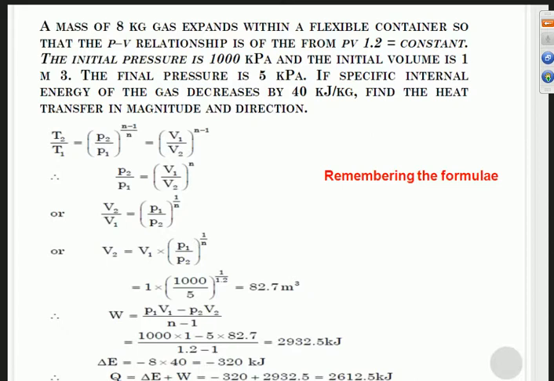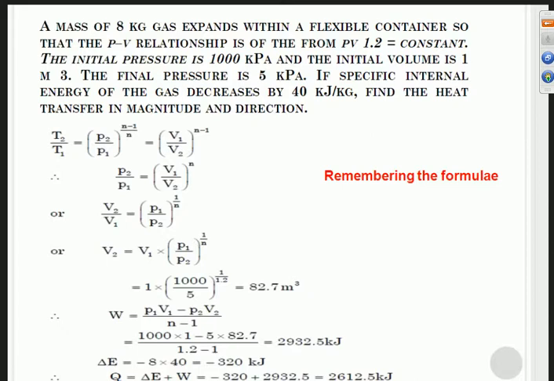What happens here is he has to remember the formulas. What all the formulas we have taught, that he has to recollect and represent here. The first formula here, what I'm addressing, is Q is equal to delta E plus W. At the bottom you can see, find the heat transfer, that stands for Q, delta E stands for internal energy, plus W stands for work done.